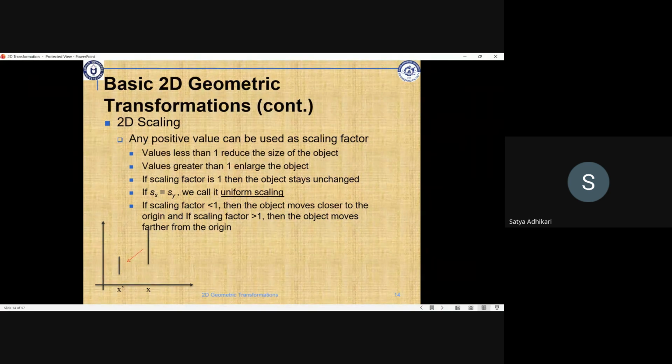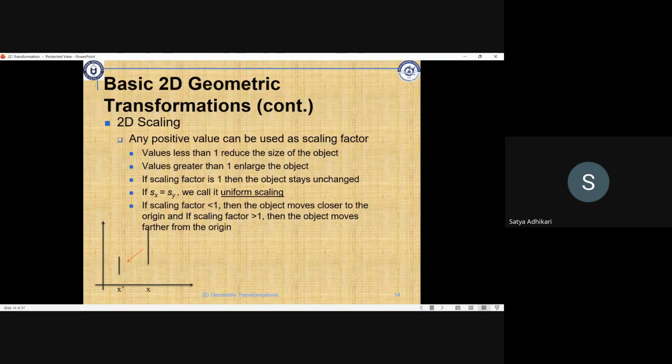You see here, any positive value can be used as a scaling factor. You cannot take negative values, unlike rotation, where theta can be negative or positive. Here the scaling factor value can't be negative. You can take any positive values. The values which are less than 1 reduce the size of the object.